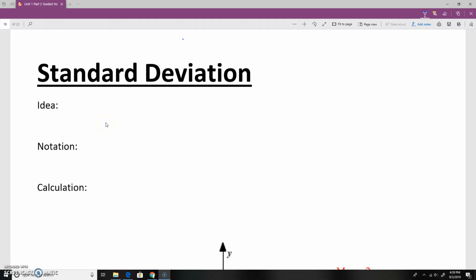All right, in this video, we're going to be looking at our last measure of spread, which is called standard deviation. This is a pretty important concept that's going to carry over pretty much through the entire year. We're going to see standard deviation pop up with different things we do. Basically, the idea of standard deviation is how far the data is from the mean.